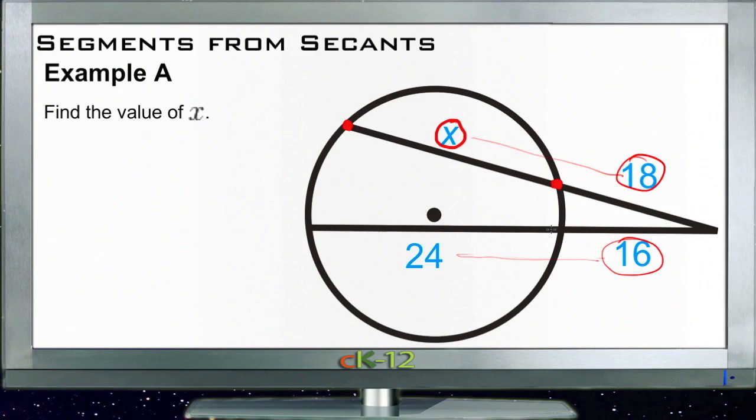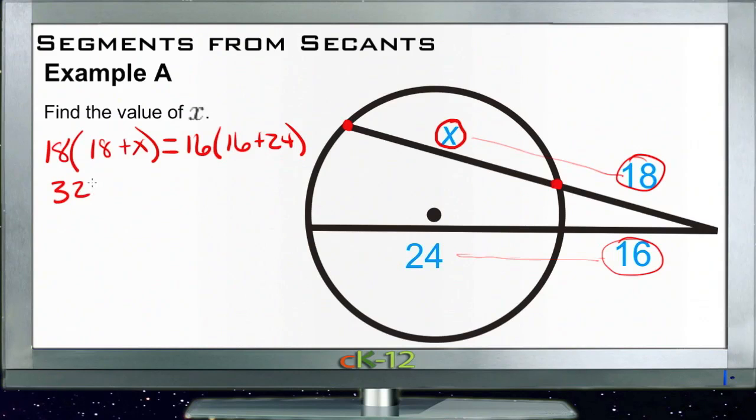c plus d. So that tells us that 18 times 18 plus x would be equal to 16 times 16 plus 24. So that tells us that we have 324 plus 18x, which would be equal to 16 times 16, which is 256, plus 16 times 24, which is 384.